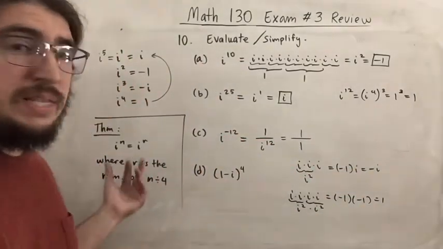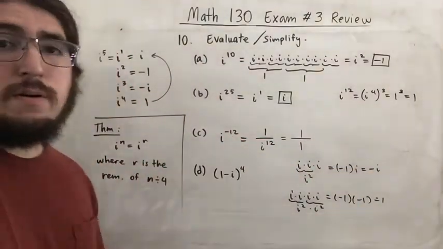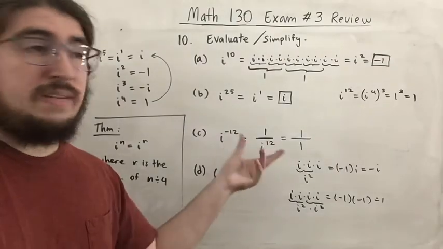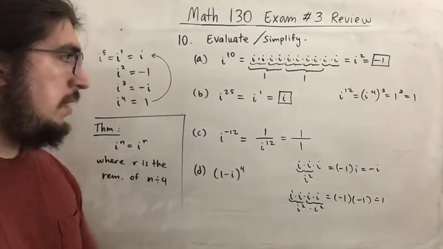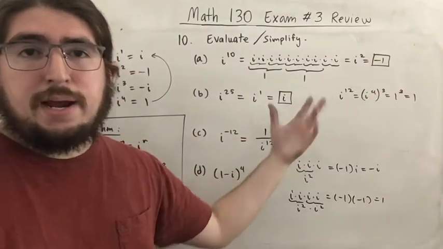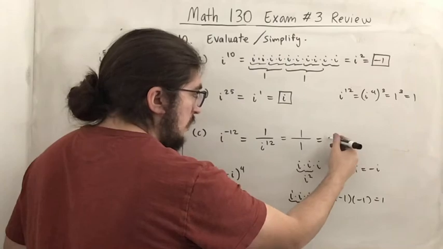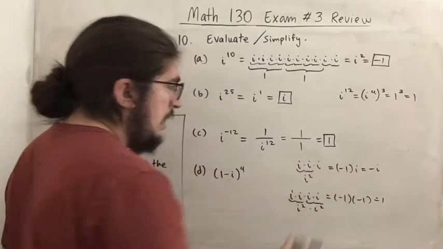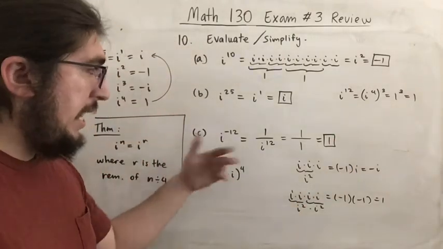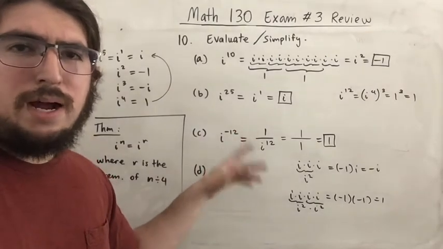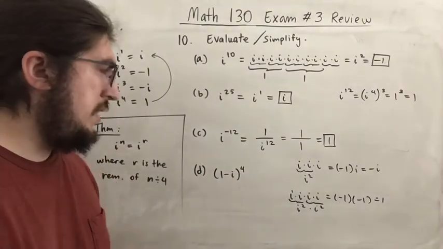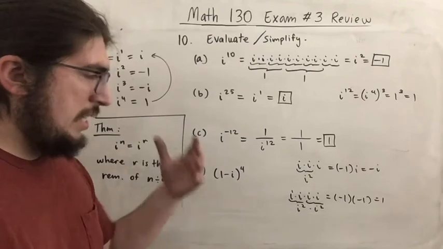But if you think of it from this standpoint, dividing 12 by 4 gives you a remainder of 0 because 12 is a multiple of 4. That's why we're allowed to do this trick and write it as 1 to a power, which is just 1. So the answer here is just 1. Now, if you get something like 1 over i, then you have to multiply top and bottom by i. That's like rationalizing a little bit. And then you can go from there.